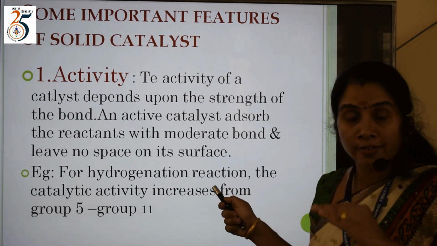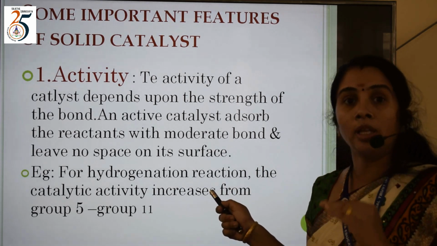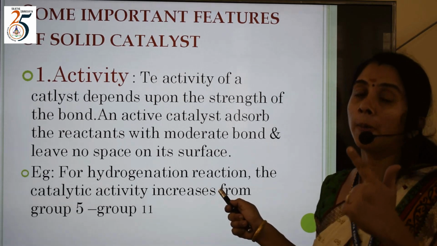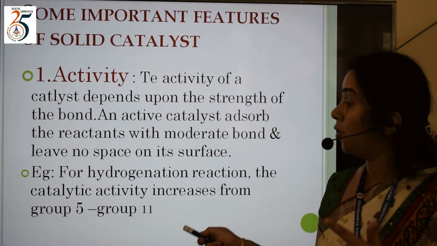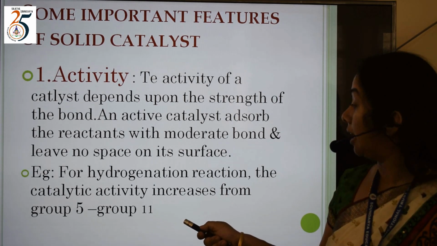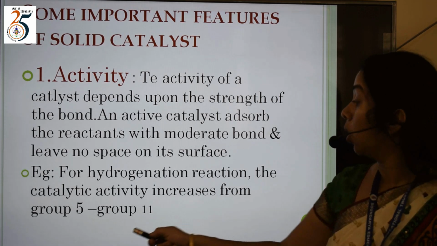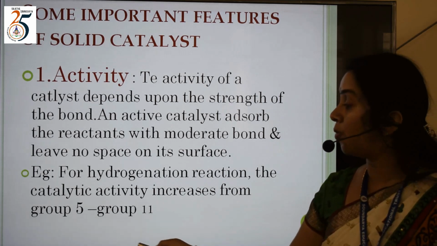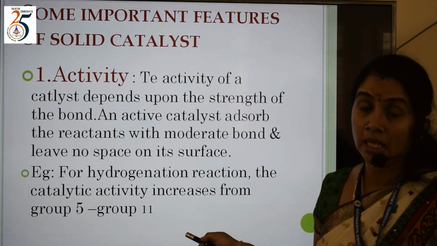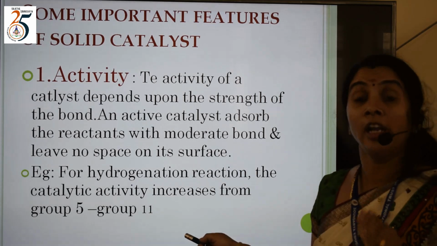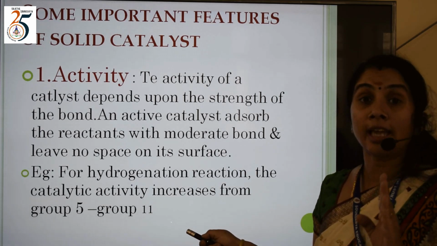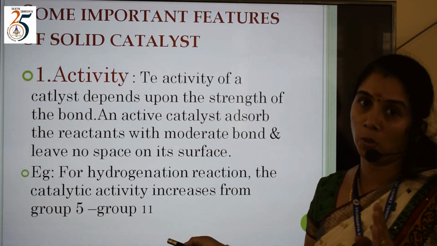So, the complete surface is covered with the reactants, and the bond formed should be neither too weak nor too strong. For example, for the hydrogenation reaction, the catalytic activity increases from group 5 to group 11. Groups 5 to 11 belong to the d-block or transition elements. So, they act as good catalysts for the reduction process. During the reduction process, we select the catalyst present in between these groups.